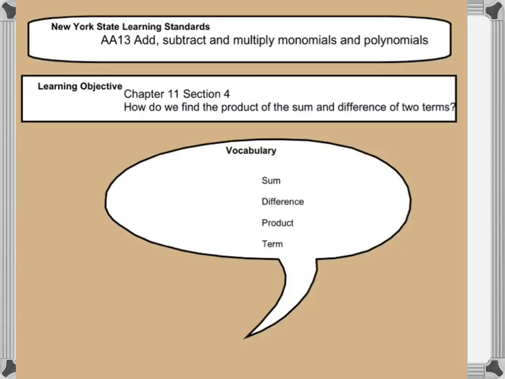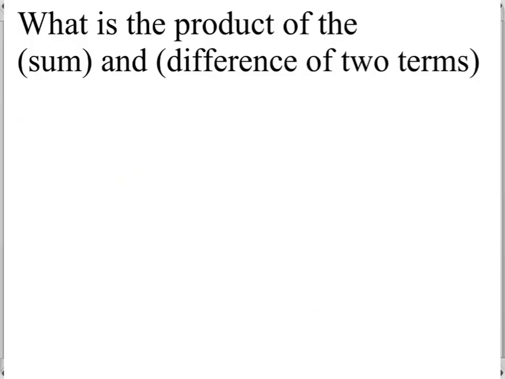Okay, today we're going to keep working on AA13, which is add, subtract, and multiply monomials and polynomials. And this is part of Chapter 11, Section 4 in the AMSCO Integrated Algebra textbook. And the main question here is, how do we find the product of the sum and difference of two terms? Okay, so our vocabulary: sum, difference, product, and terms.